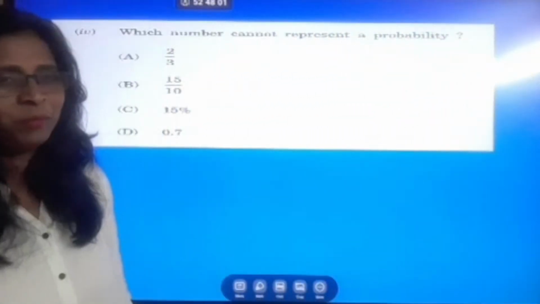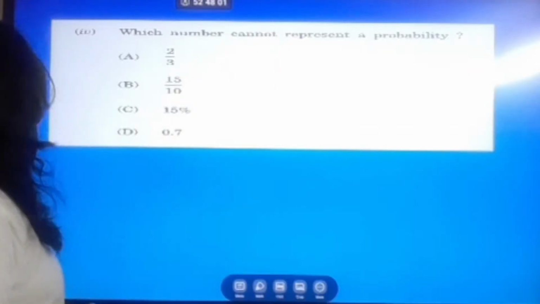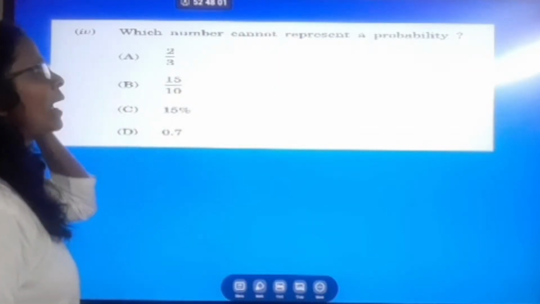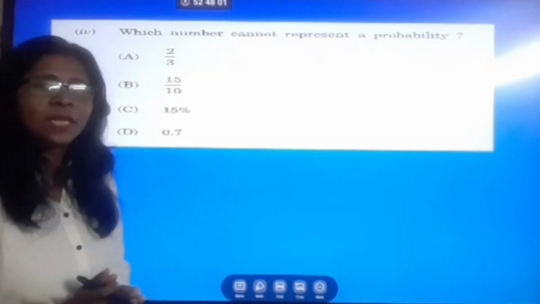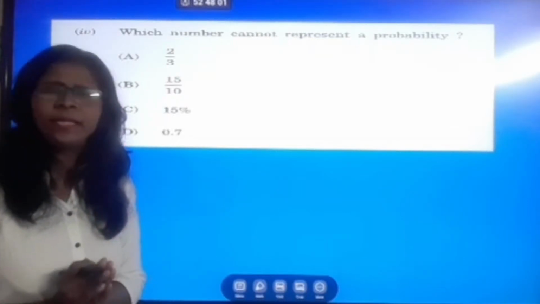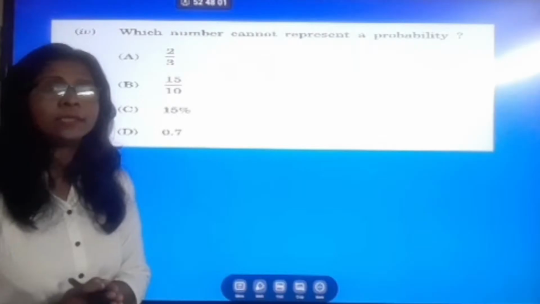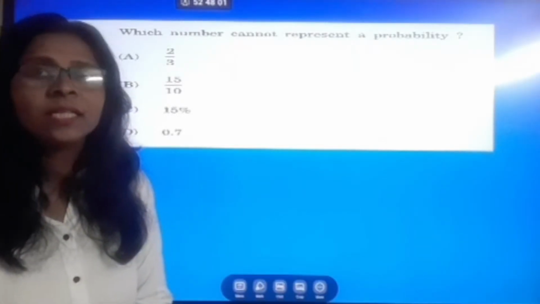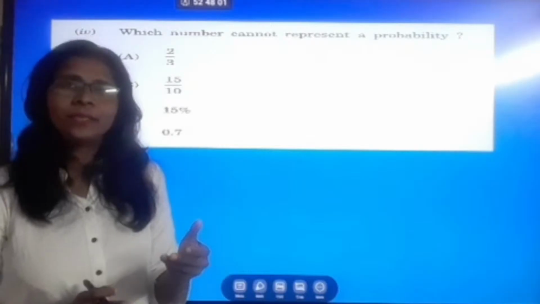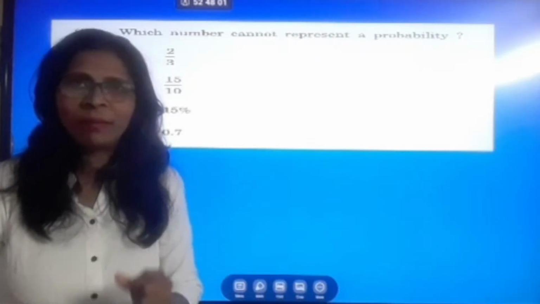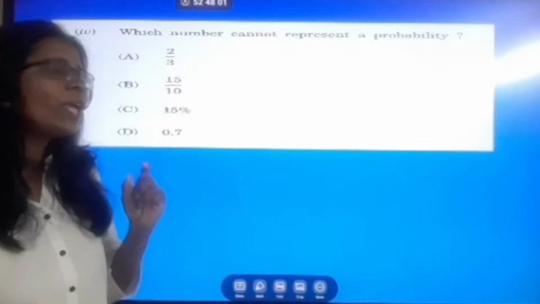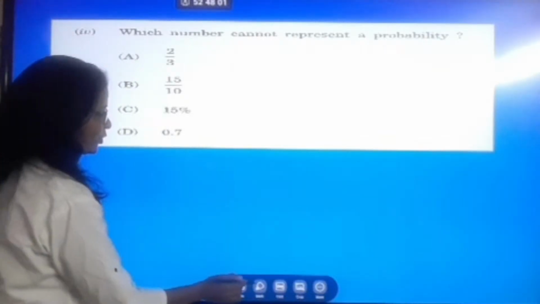Yes students, come to the next example. Here, which number cannot represent a probability? Here it is a very easy example, but you should remember this rule. This is the property of probability, students. And the clue is, which clue is that, students?